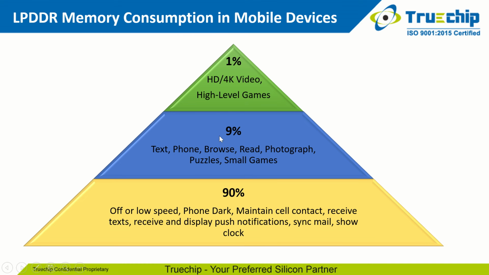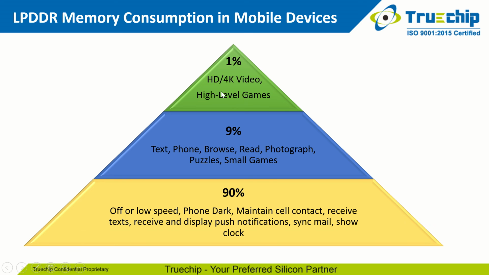9% of the time memory will be operating in speed ranges from 200 to 3200 Mbps, and within this range we can do a lot of stuff, like texting, making calls, surfing the internet, reading, and playing simple games in which too much processor or memory is not required and it's not used at its full potential.